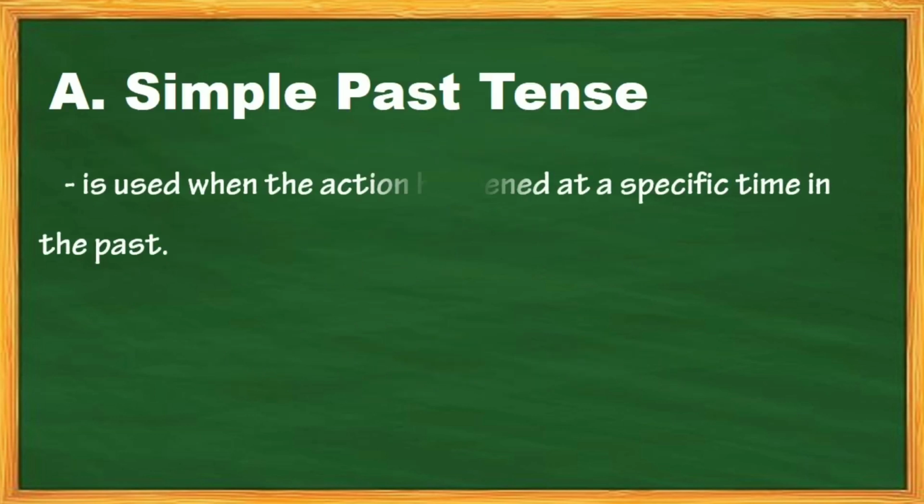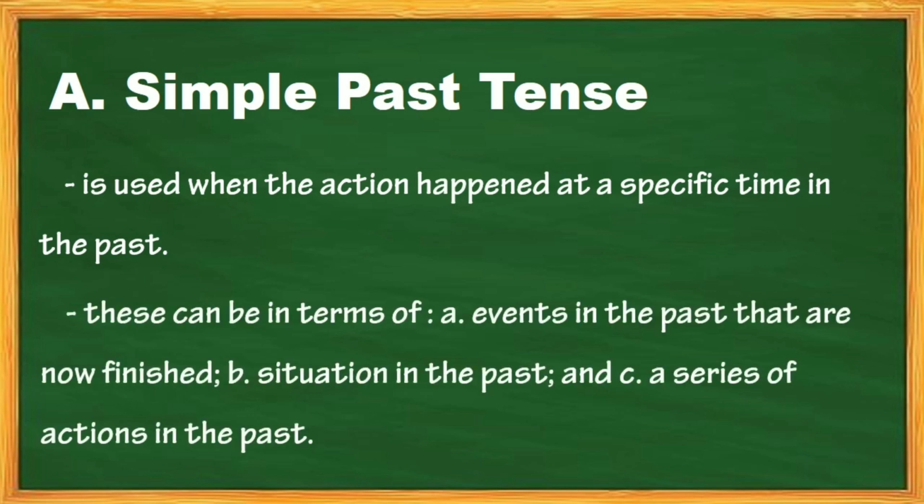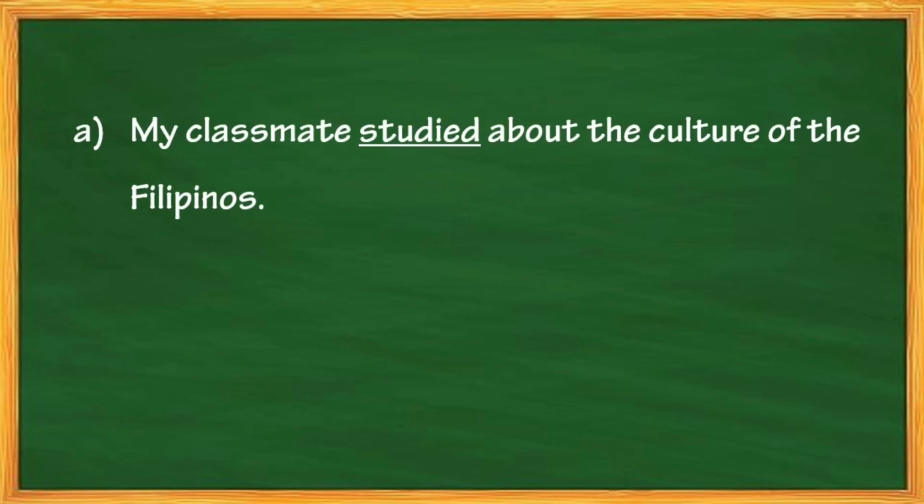We use simple past tense to talk about actions that happened at a specific time in the past. This can be in terms of events in the past that are now finished, situations in the past, and a series of actions in the past. Let's tackle first events in the past that are now finished. For example, my classmates studied about the culture of the Filipinos. Take note of the verb from study in present tense into studied for past tense.